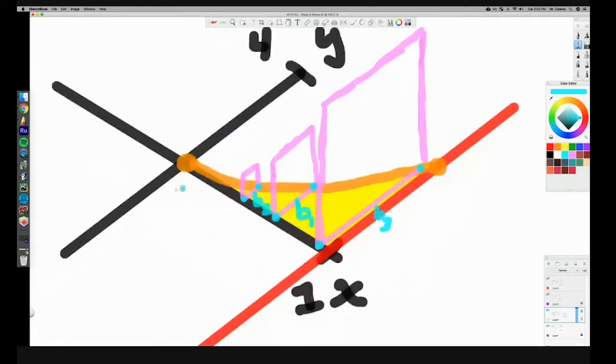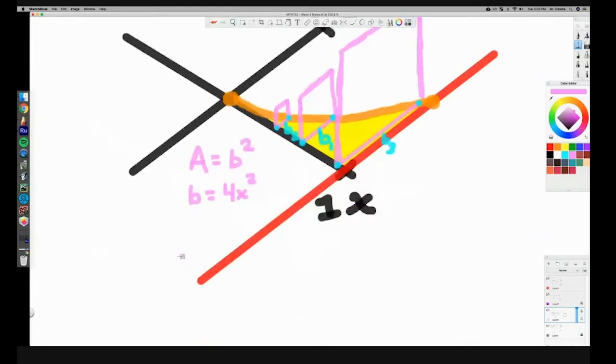So the area, let's do that in magenta. The area of just one of these is equal to whatever the base is squared. And we just said the base is equal to 4x squared.